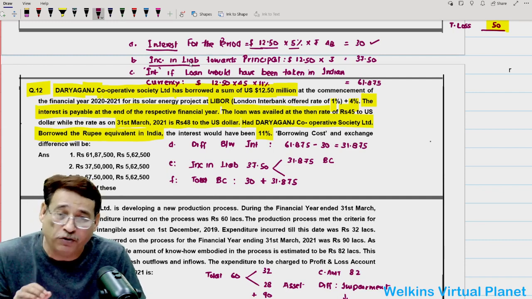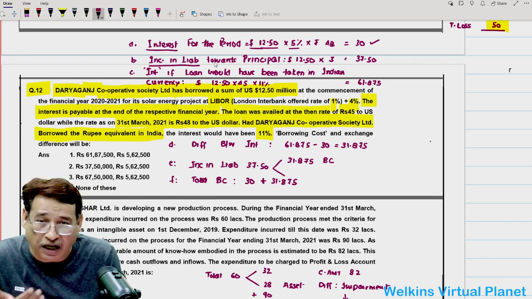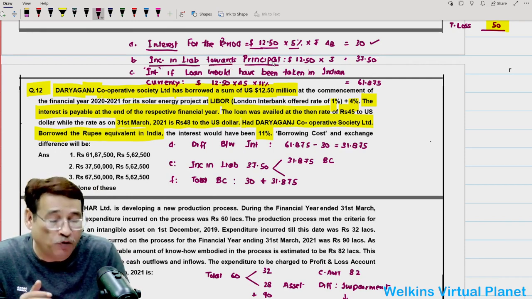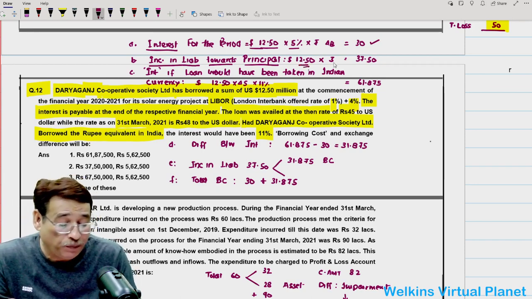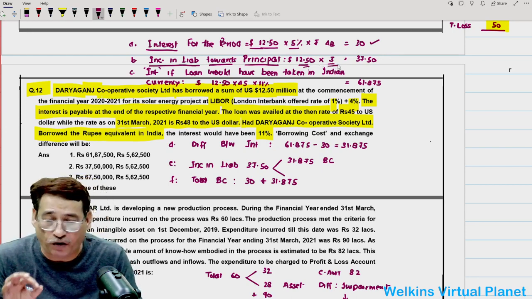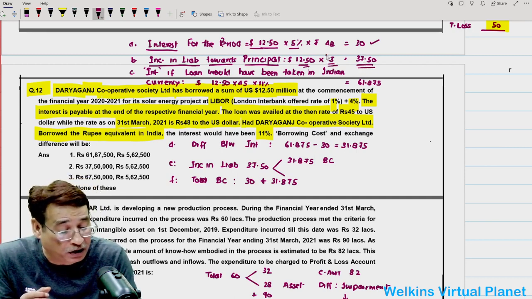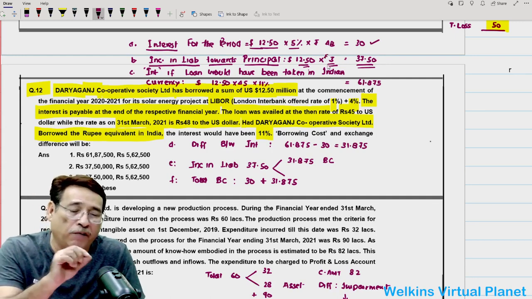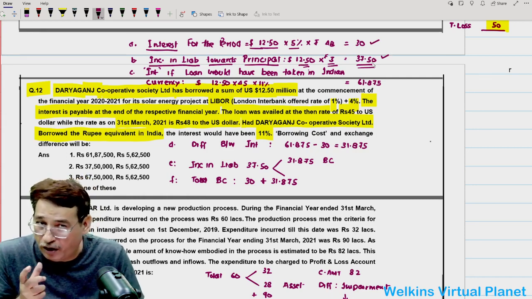Now, what would be your amount of liability? The amount of liability will be, and we generally write it in this manner, increase in liability towards principal. Your principal amount of loan is actually 12.5 million, correct? So how much liability has increased on account of the increase in principal amount? Obviously, when you took the loan, it was 45, but now the rate is 48, so it has gone up by 3. Your liability will increase by 37.50. This is rupees 3, or you can write in bracket 48 minus 45. So now your principal amount of liability is 37.50.